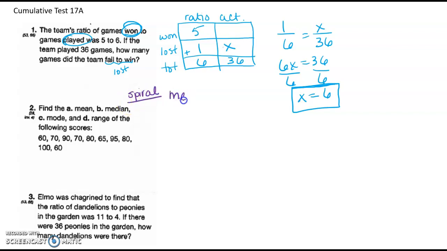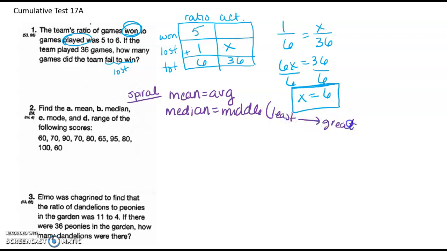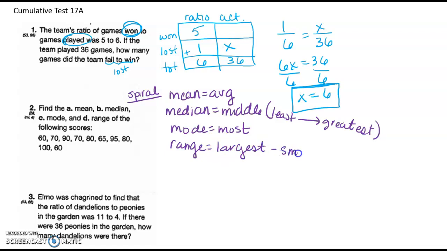So mean is average. Median is middle, and you have to make sure you have the list from least to greatest. Okay, mode is most, what number occurs the most, and range is the largest minus the smallest. Okay, so if you put this in your spiral, you can use it on your test.